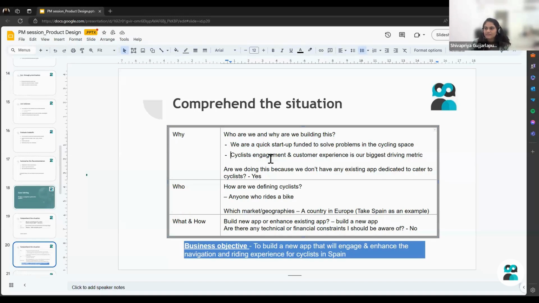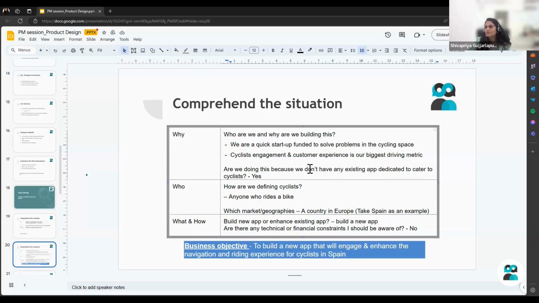I think the last question we had was on the metric or goal, right? The goal here is to improve the engagement and customer experience. That is the biggest driving metric. There is no objective of revenue at this point of the product. That is the answer that the interviewer is giving me.